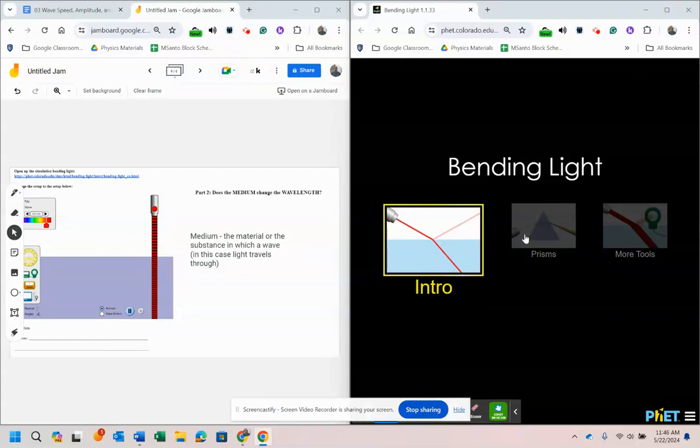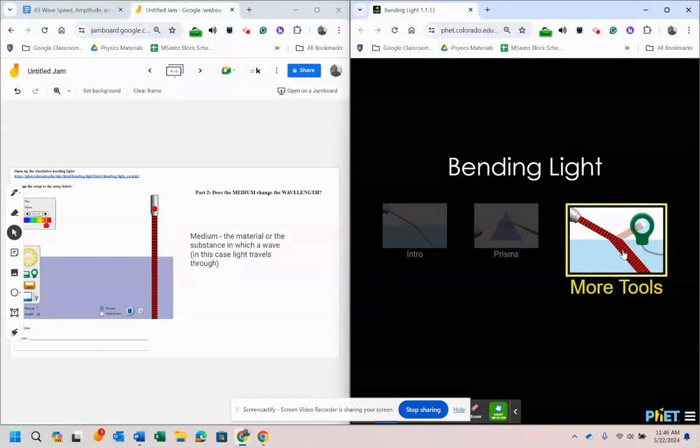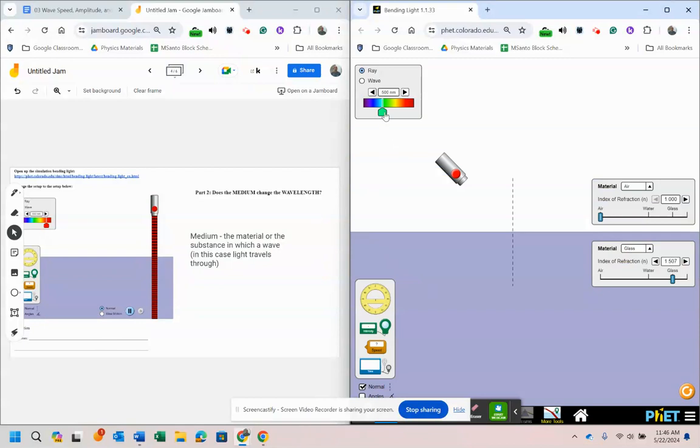We're going to go from the intro to where it says more tools and open that. Okay, now most of you guys might have your cursor on red. You can change it to whatever color you want. I'm going to use green. I like green. So I'm also going to take this orange thing out that says speed.